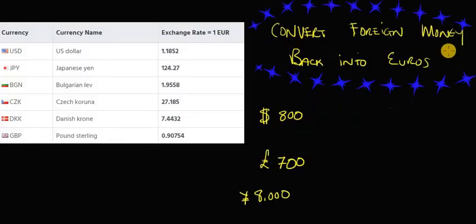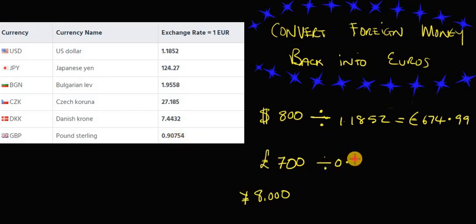Now, what happens when you're coming back home? You have foreign money and you want to convert it back into euros. It's the same exchange rate table that we used before, but now to convert $800 back into euros, we divide it by the exchange rate. So we divide it by 1.1852, and that's going to give us 674.99.